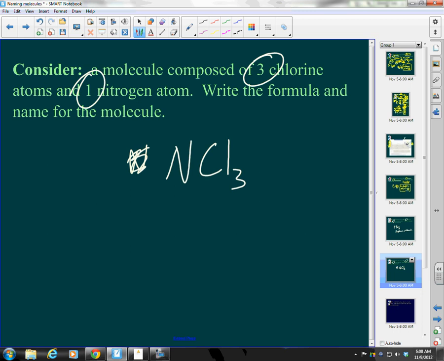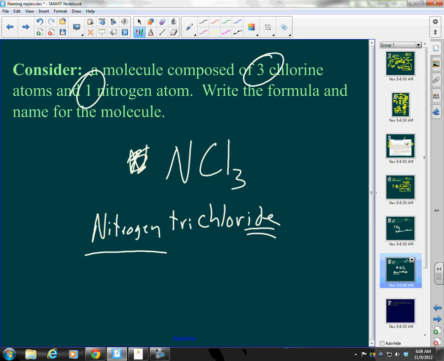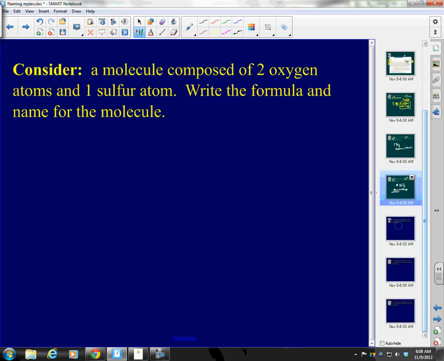Good. I have 1 for my first element. That means no prefix, so it's just nitrogen. How many? Tri. Chlor is my stem, and ide is my suffix. Remember, no mono on the first element. Good. Nitrogen trichloride. Excellent.